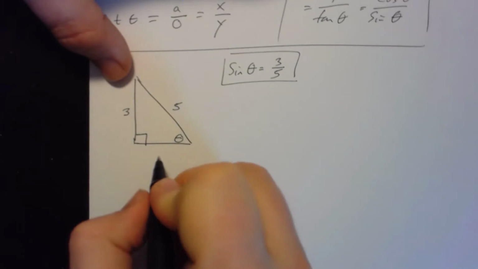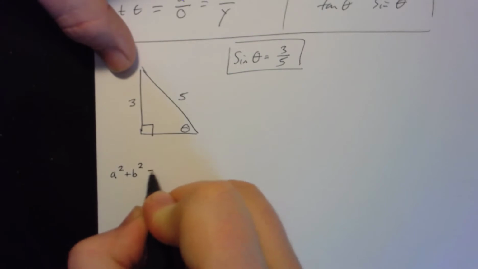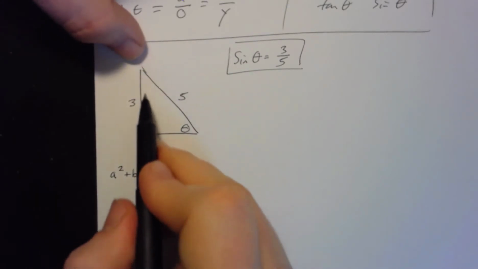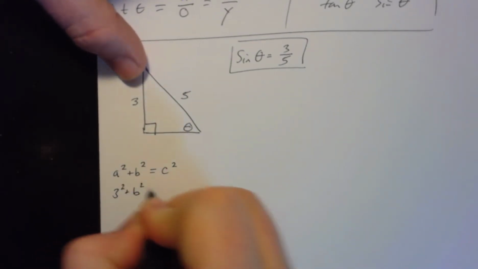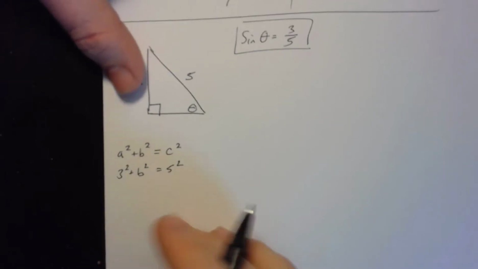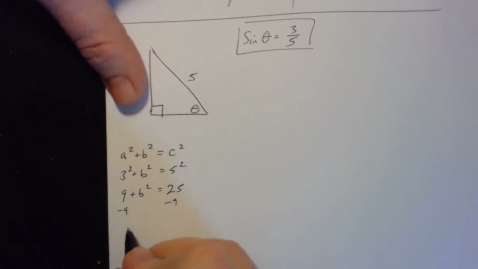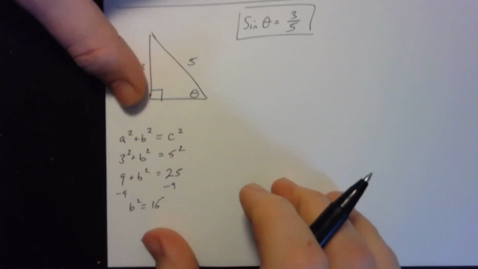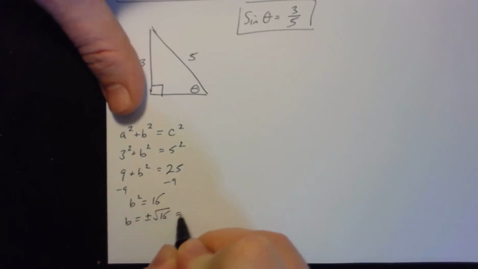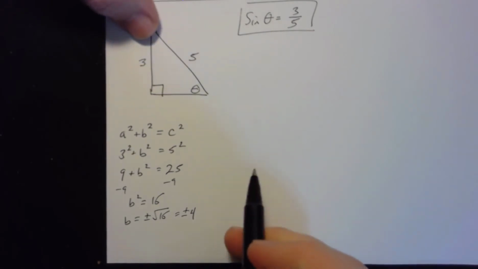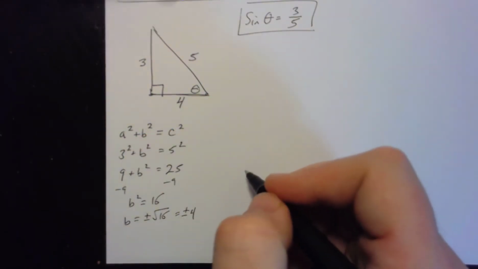To finish off this triangle, I need to know what this side right here is. If I use the Pythagorean theorem, a squared plus b squared equals c squared, or more appropriately, leg squared plus leg squared equals hypotenuse squared, I end up with 3 squared plus b squared equals 5 squared. In this example, 3 squared is 9, plus b squared equals 25. If I subtract 9 from both sides, I get b squared equals 16. Solving for b, b equals plus or minus the square root of 16, which is plus or minus 4. But since this is a side length, we should always pick the positive case. So this side right here will be 4.